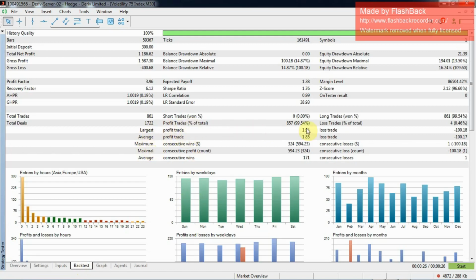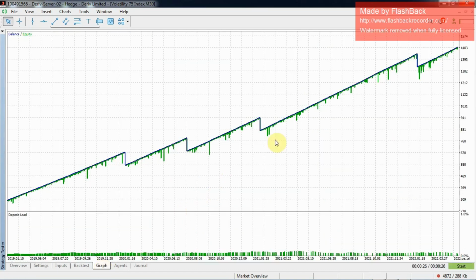The largest profitable trade is 1.9. The average profitable trade was 1.8. Mind you, we are using the smallest lot size on Volatility 75 index on this backtest. For the purpose of this backtest, I'm using the smallest lot size, and then the largest loss was $100. So that's what you risk. That's the minimum risk on VOT 75.